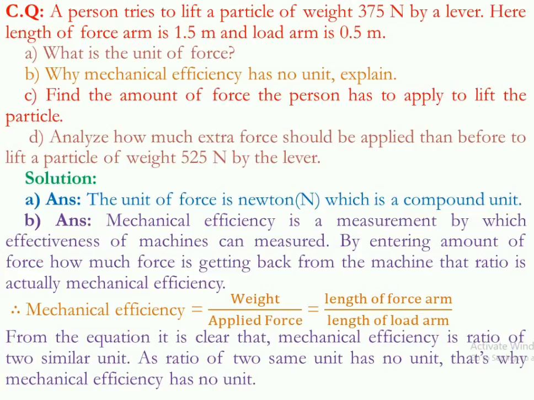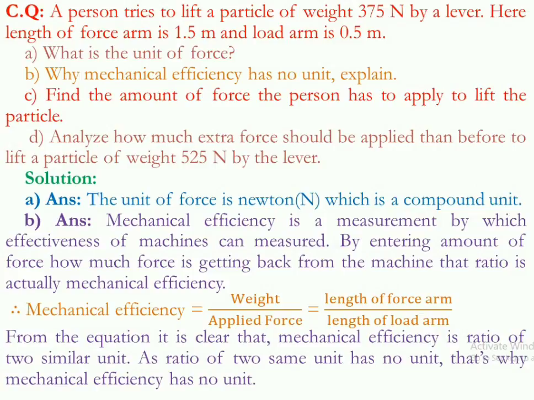So we can see that mechanical efficiency actually is a ratio of two similar units, and if similar units divide, then there shouldn't be any unit because one cancels another. That is why mechanical efficiency has no unit, because it is a ratio of two same units. Okay boys, so that is the answer of why mechanical efficiency has no unit.